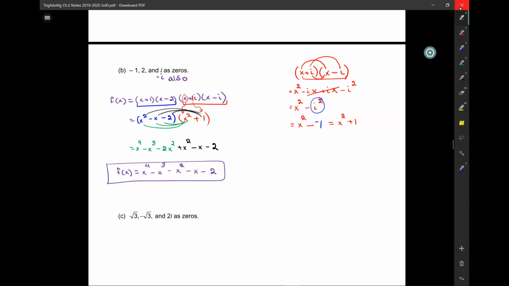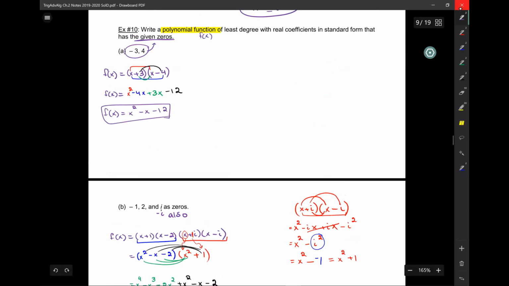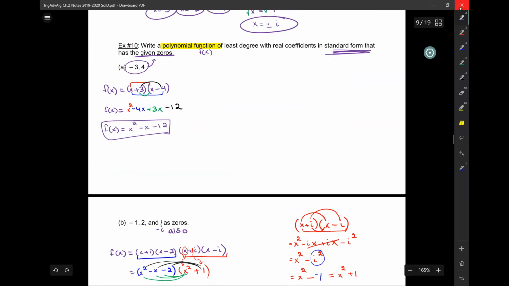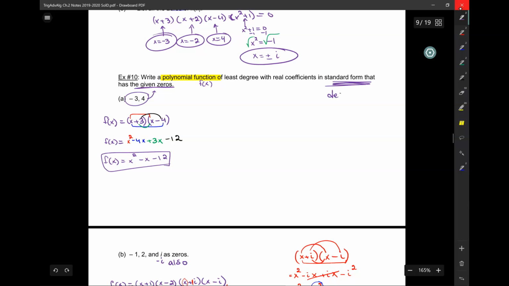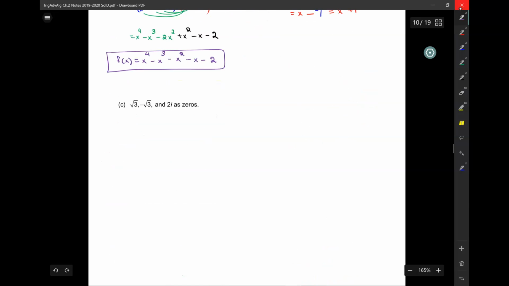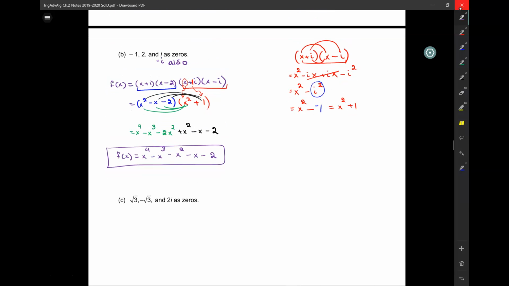In the instructions, it said, with real coefficients, which means there are no imaginary numbers in here. In standard form, that's what it said in the instructions. In standard form, it means your function has to go in decreasing order of exponents. That's standard form. Decreasing order of exponents. Okay, let's do one more. Last one.